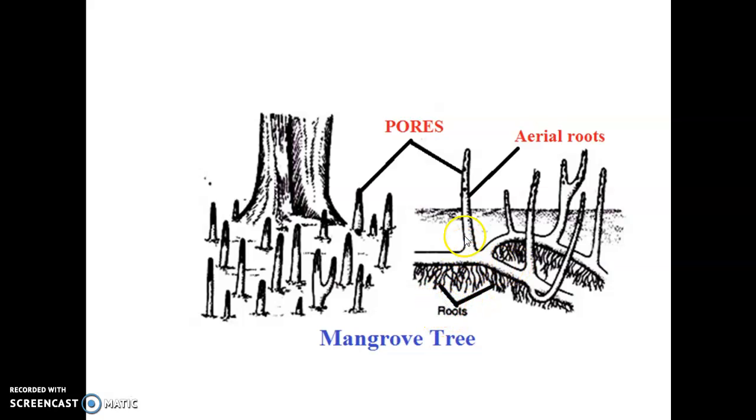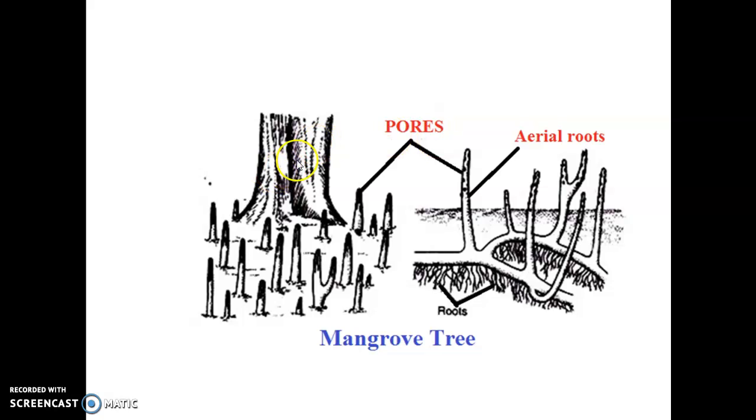If you see the mangrove tree, it has adopted a special type of feature, that is the aerial root. So what is the use of this aerial root? This aerial root has small pores. Through these pores only, the exchange of gas takes place. So this is the special type of adaptation that can be seen in the mangrove tree.